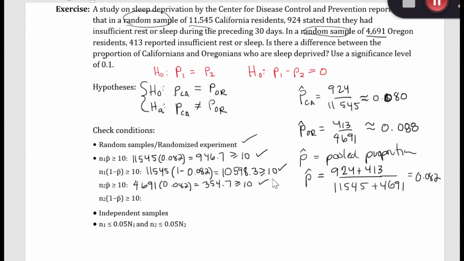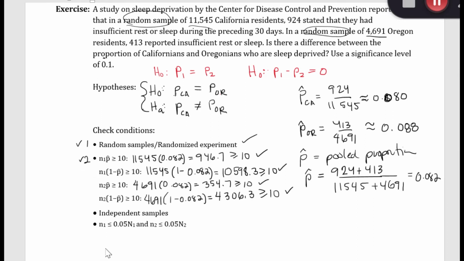And then we have to do this last condition. We have 4,691, because again, that is my sample size of my Oregon residents, times 1 minus 0.082, and that equals 4,336.3. And that is greater than or equal to 10. So that means that this first criterion and the second criterion are completely satisfied.